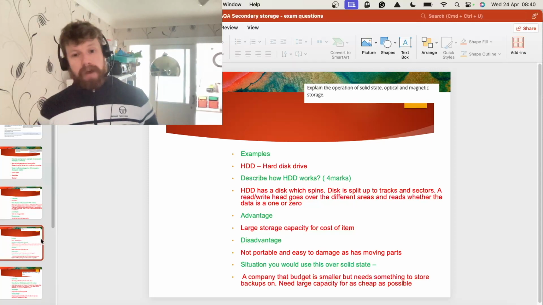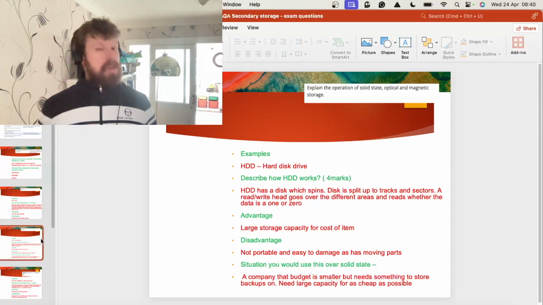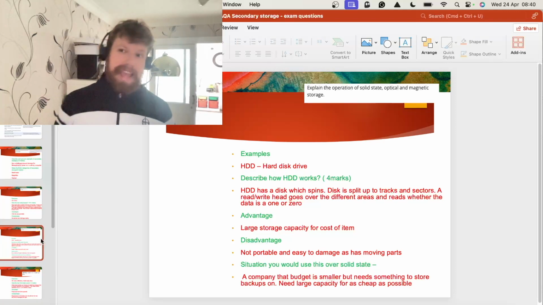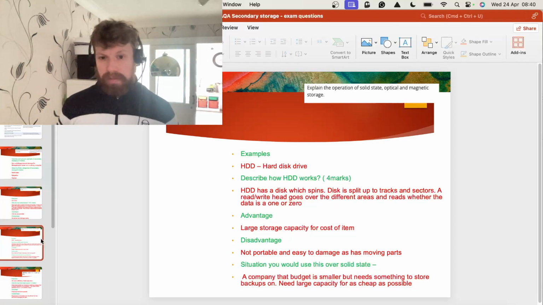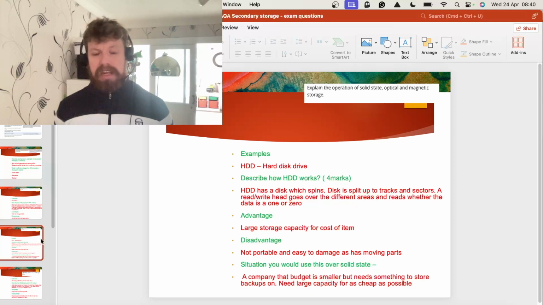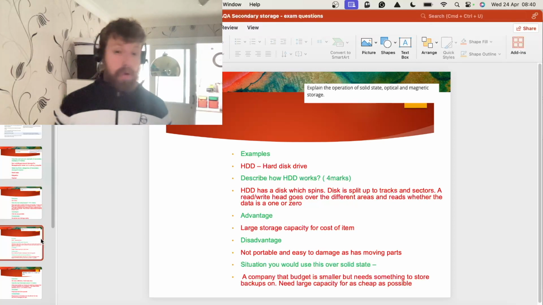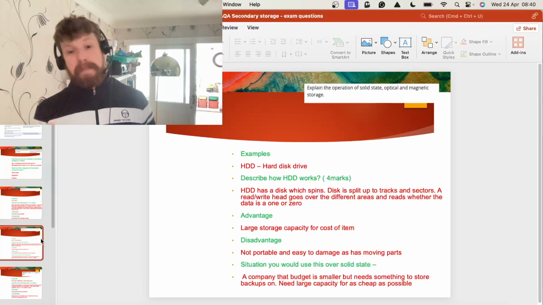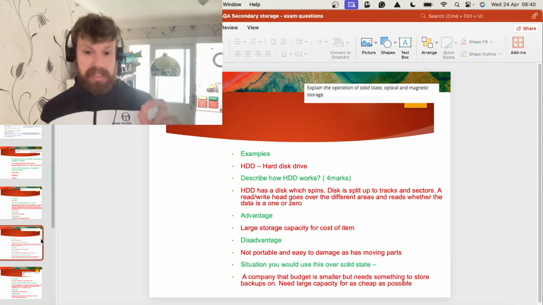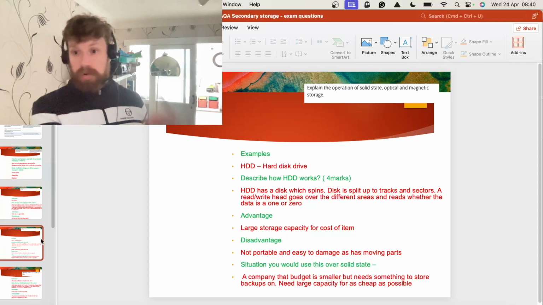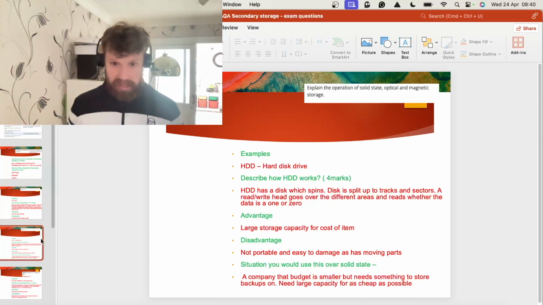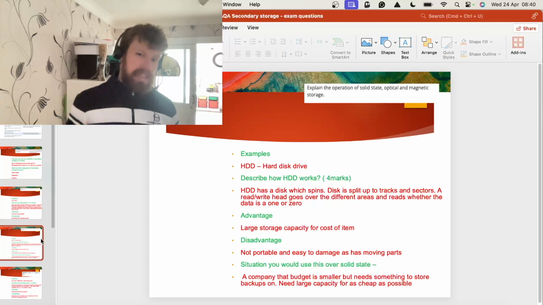This one is all to do with magnetic. Now, the only real example that we can use is HDD, hard disk drives. Now, HDD essentially works in a very similar way to optical. Again, we're trying to minimize the amount that you have to remember so that you can still get the top marks. So, it has a disk which spins, similar to the optical. Disk is split up into tracks and sectors. A read-write head goes over different areas and reads whether the data is a 1 or a 0.